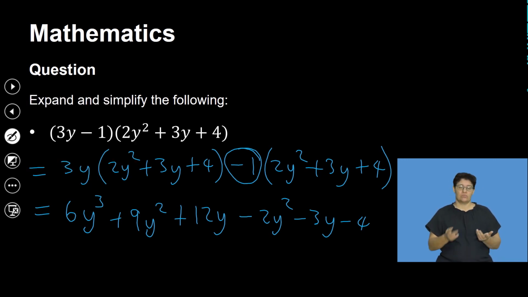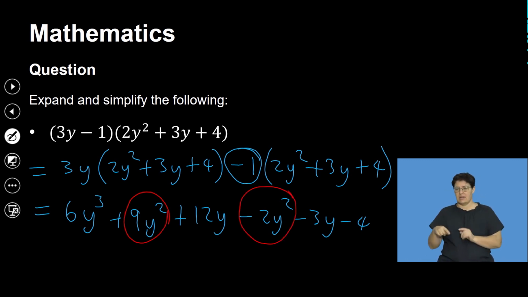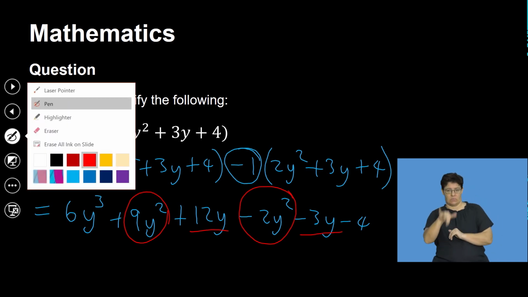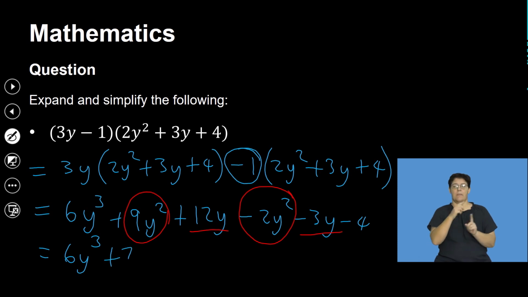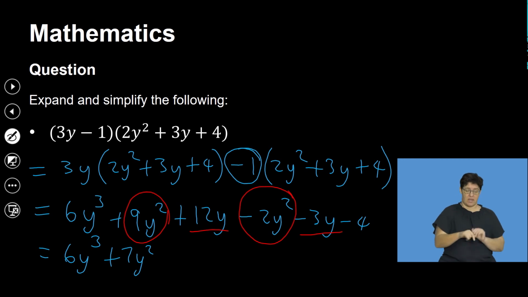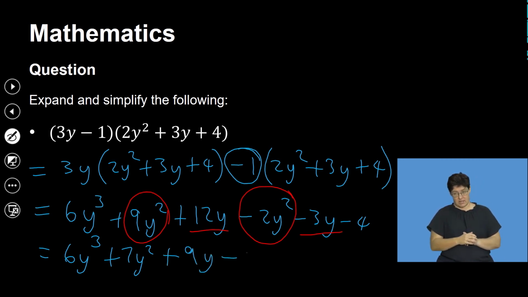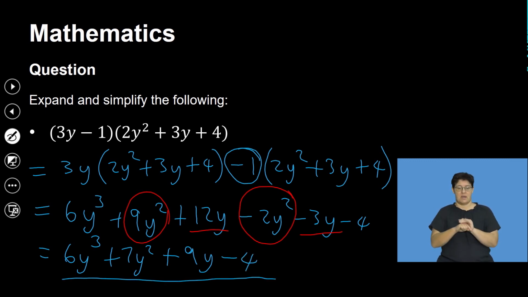Now, let's just group our like terms, the 9y squared and the negative 2y squared, the 12y and the minus 3y. So this will give me 6y cubed, 9y squared minus 2y squared will be plus 7y squared. The 12y minus 3y will give me plus 9y, and then lastly minus 4. And that will be the final answer there.